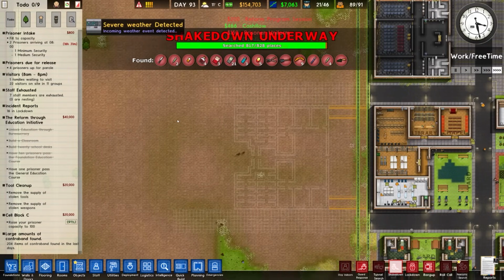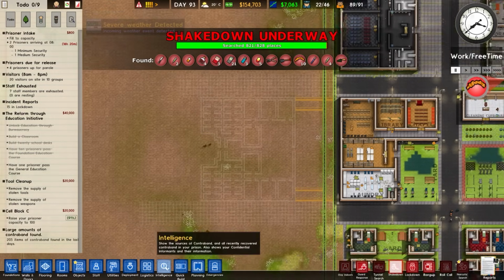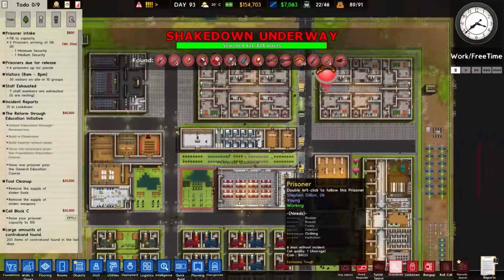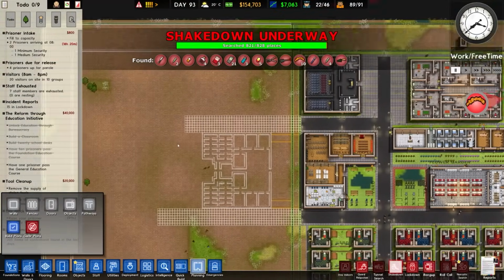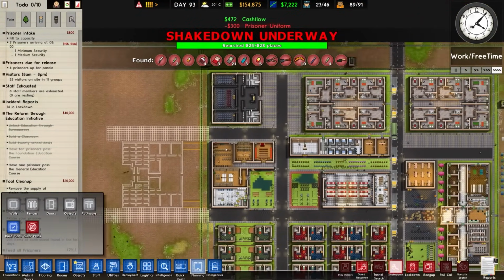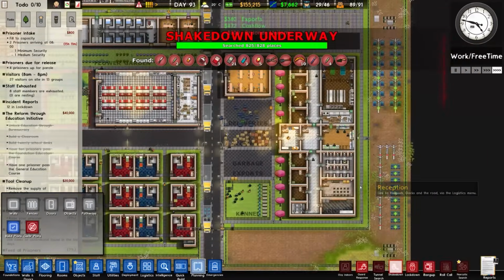Speaking of adding in, we have severe weather detected. Let me just... Ooh, that's lots of hot spells. Up to the highest temperature of 38.2 degrees. Where was I? Yes, so I'm thinking of adding in the car parking area around this, because I don't know where the streets are going to go. I'll have to see, but I'll wait until the shakedown is finished.